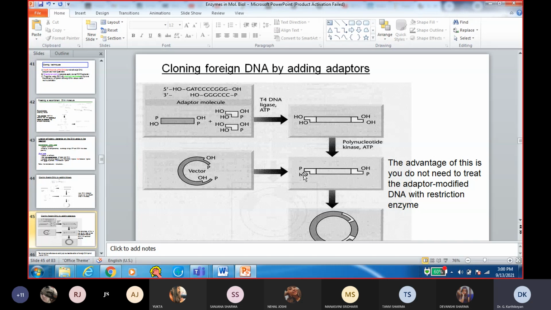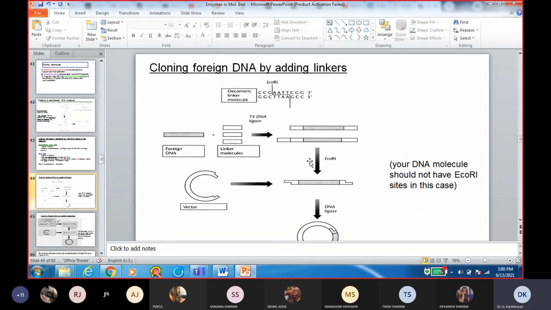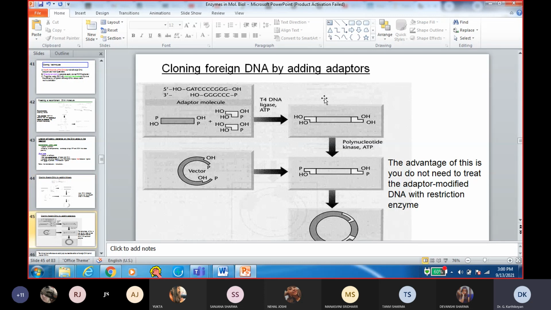The advantage of this is that you don't need to treat this with any restriction enzymes. Unlike the previous slide, where you had to treat with the restriction enzyme after you ligate, in this case, you don't have to treat it. This comes as a ready-made, ligated product, and then you are ready to ligate into the vector again, and then you can go for transformation.